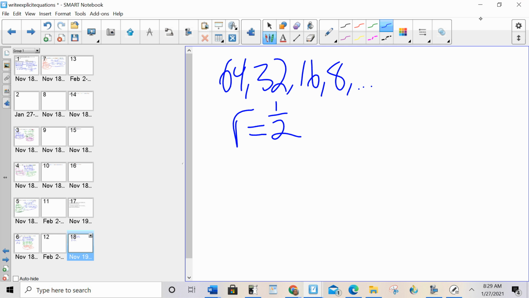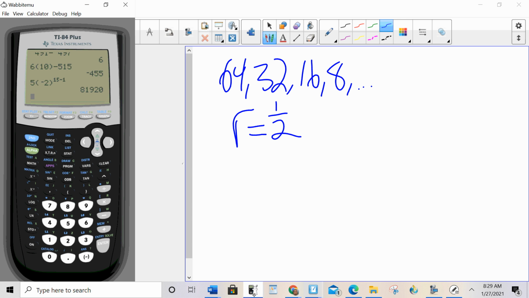Now, again, if you can't do that mentally, you can always just go to your calculator and do the second term divided by the first term, the third term divided by the second term, the fourth term divided by the third term, and it's going to give you 0.5 or a half. So if you're dividing, it's not what you're dividing by, it's what you're multiplying by for geometric, and it's what you're adding if it's arithmetic. If you're subtracting, you're adding a negative, so d would be negative. If you're dividing, you're multiplying by a fraction, so r is going to be a fraction.